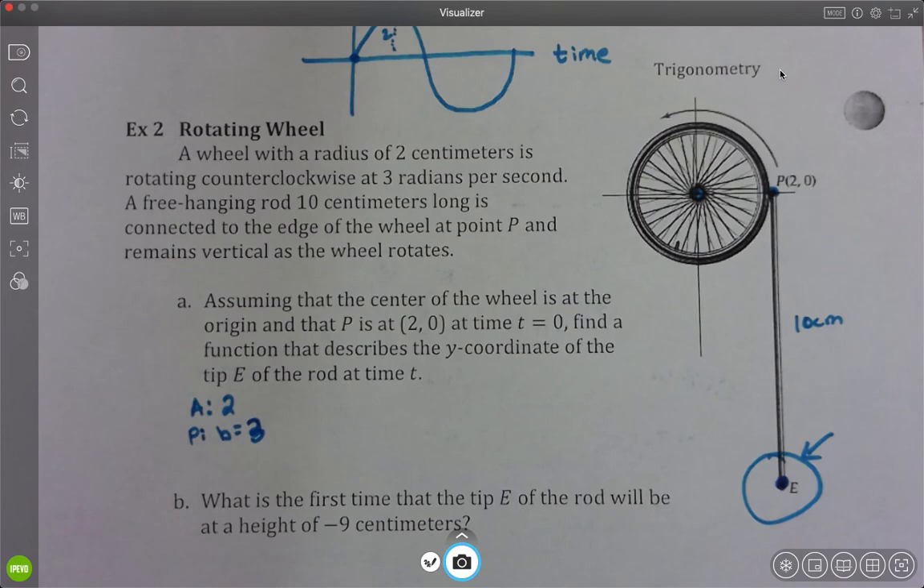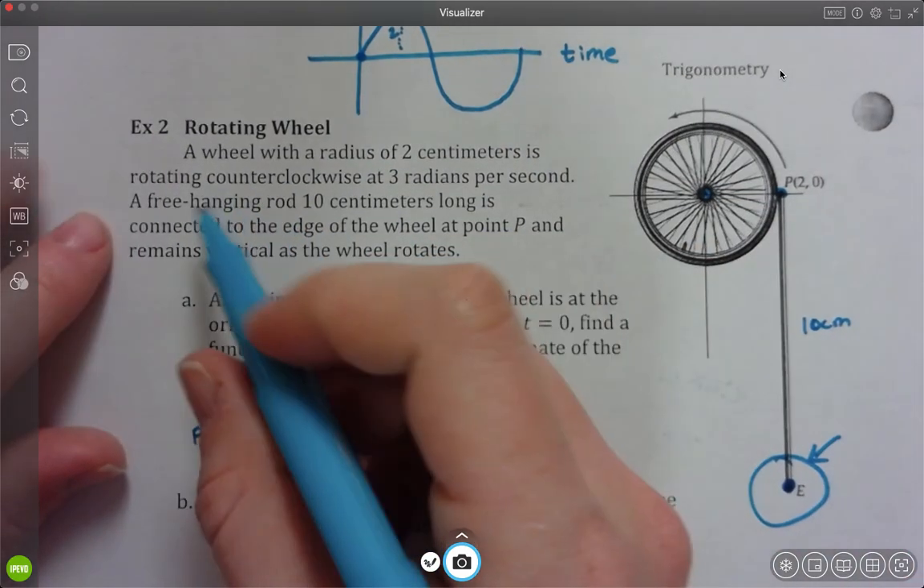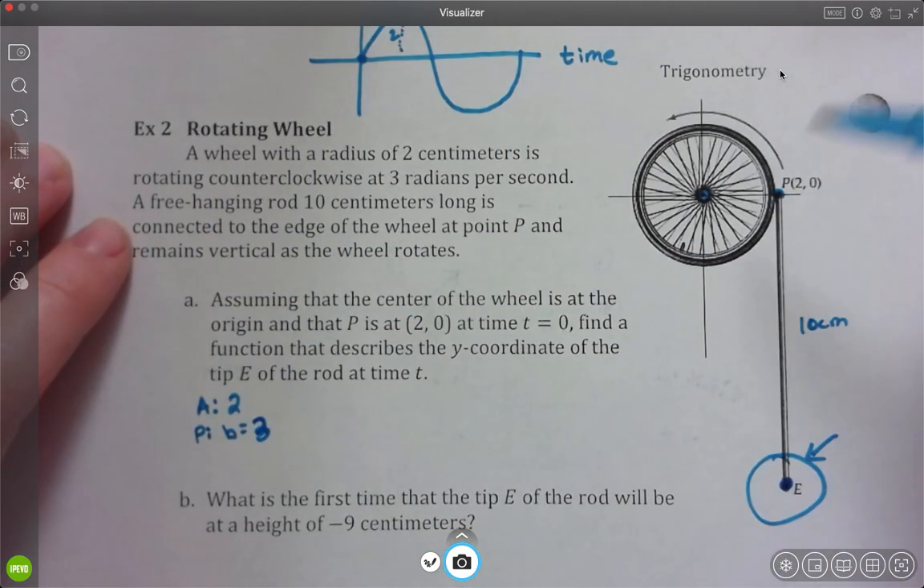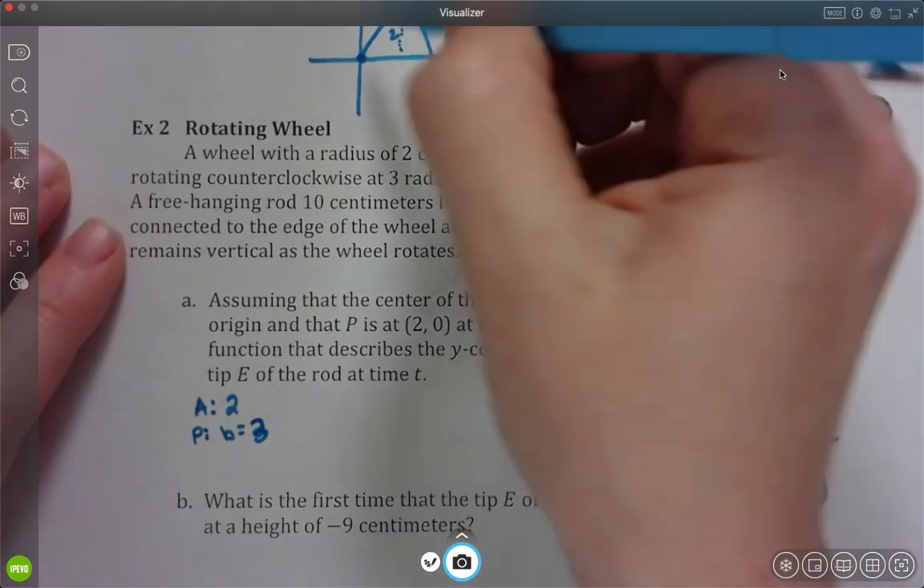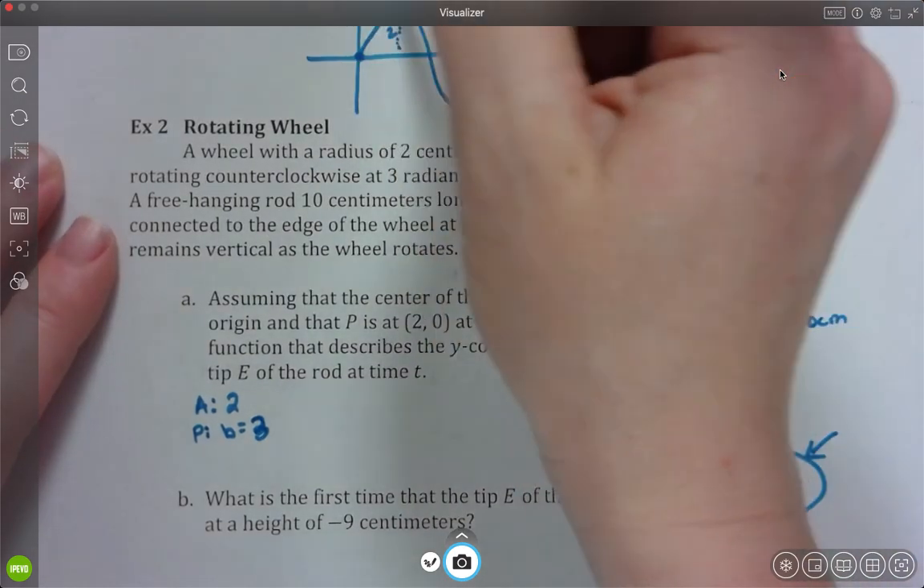And then the last bit of information they give me is that the rod is hanging 10 centimeters. I want to go by the tip of this rod. So this circle, or this sine function that's actually doing this, is not up here at the top.